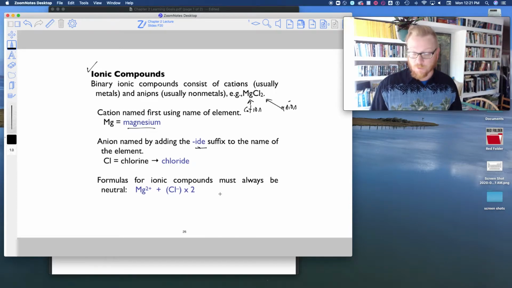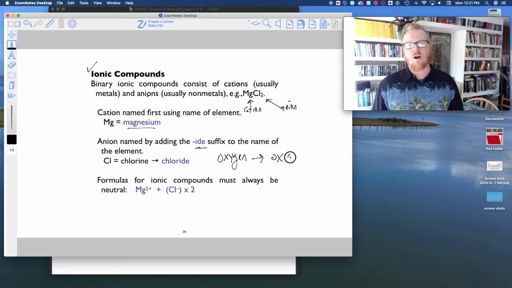So that was similar to what we did with the covalent. Okay? We put an "ide" at the end. So chlorine would become chloride. Bromine would become bromide. Even oxygen can form covalent compounds, but oxygen can also form ionic compounds. Oxygen also, similarly, just like we did before, oxide. Okay? So formulas for ionic compounds must always be neutral.